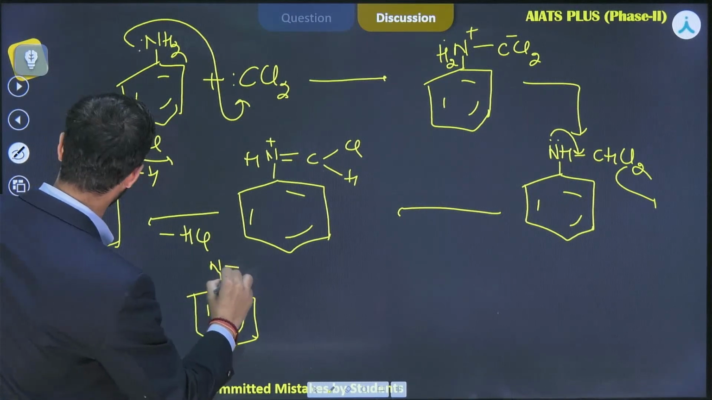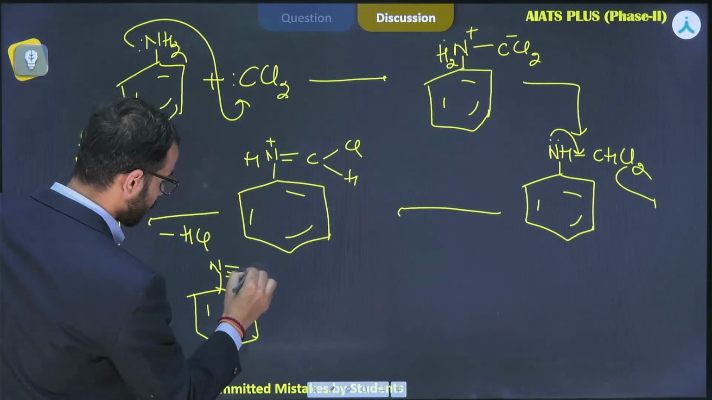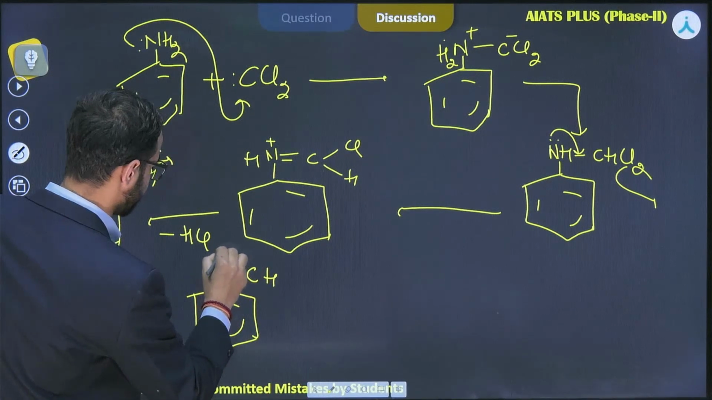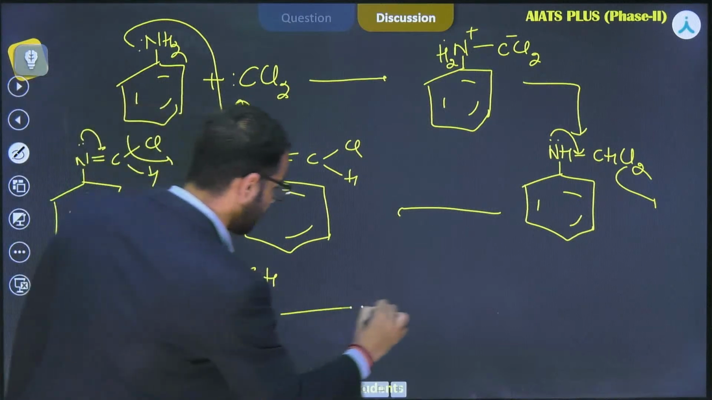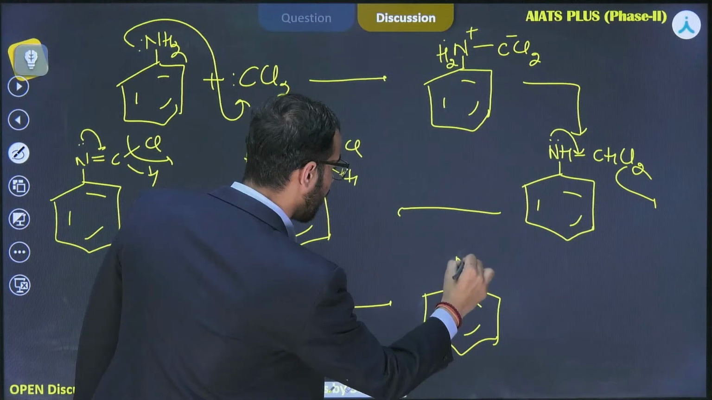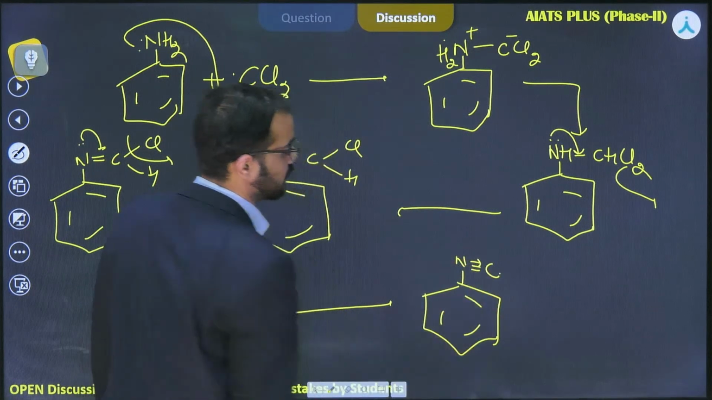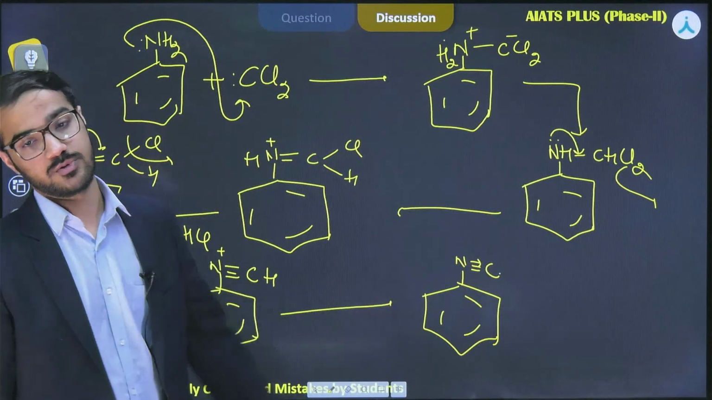You will be having N triple bond C, H, it's positive and Cl negative will take it, and you will be having N triple bond C. The isocyanide is formed.